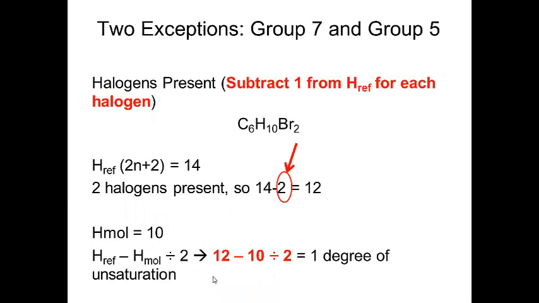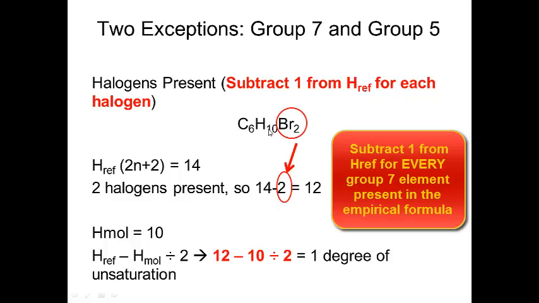There are 2 exceptions here. Number 1, if there's a halogen present. Let's look at this empirical formula, C6H10Br2. If there's a halogen present, in this case we have 2 halogens, we subtract 1 from the reference number of hydrogens for every halogen that's present. So here, if there are 6 carbons, the reference number of hydrogens is going to be 14. Since there are 2 halogens present, we have to subtract 2 from the reference. So that's 14 minus 2, which gives us 12. The number of hydrogens actually in the molecule in the empirical formula shown here is 10.